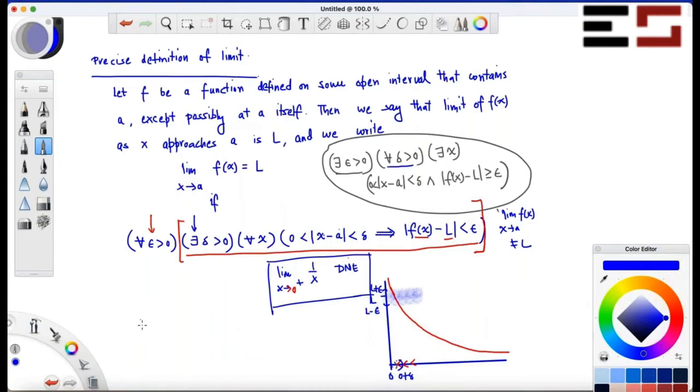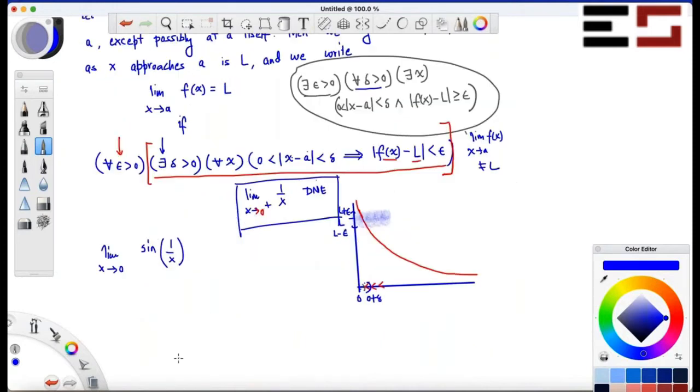So what about the limit as x approaches 0 of sine 1 by x? What can you say about this one? So let me just first tell you how to sketch the graph of this.